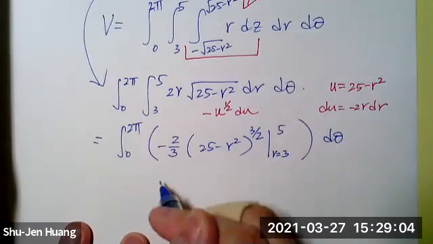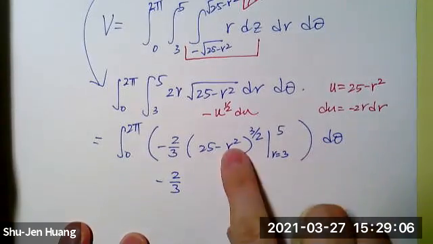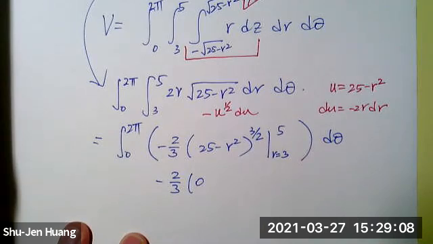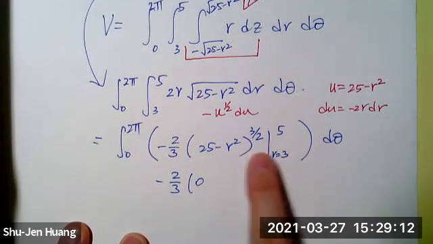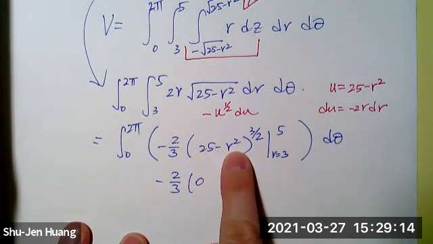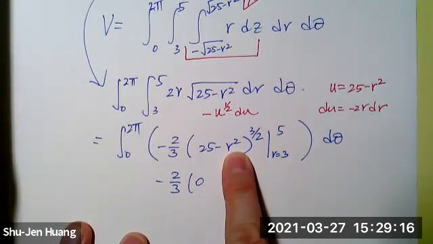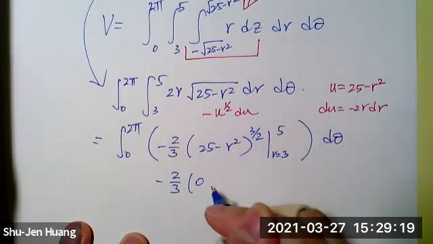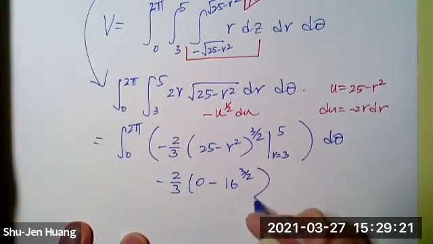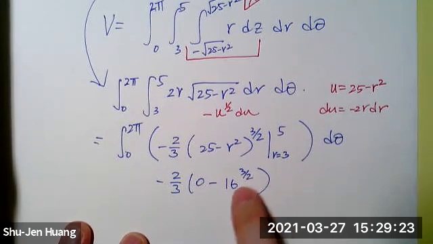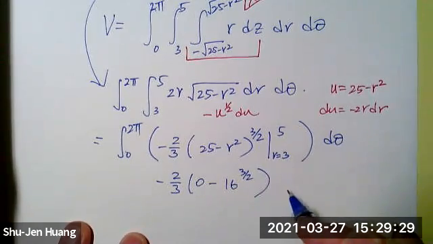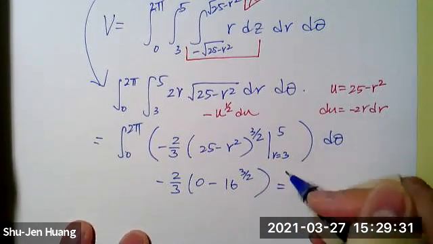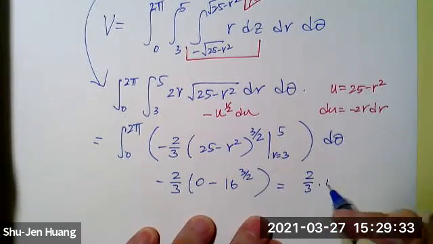So what do we have here? When we plug in the upper limit, you're going to get 0 because 25 minus 25 is 0. And when we plug in 3, we are going to get 25 minus 9, you got 16. And 16 to the power 3/2, what's 16 to the power 3/2? You take the square root first, so you got 4. And what's 4 cubed? We just leave it as 4 cubed for now. So you're going to get 2/3 times 4 cubed.